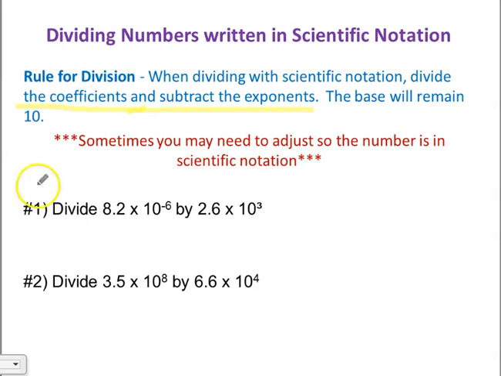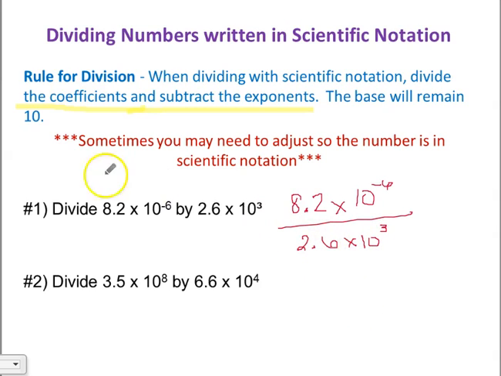All right, so we've got 8.2 times 10 to the -6 divided by 2.6 times 10 to the 3rd. The rules say we divide, so I'm going to take 8.2 divided by 2.6. I'm dividing those coefficients, and when I do that, I get 3. I'm just going to round to 2 decimal places because there's a lot there, 3.15.